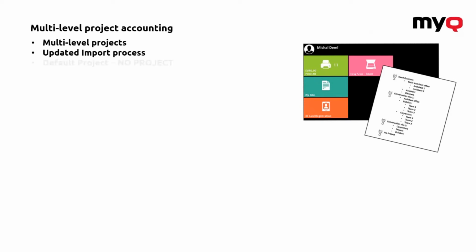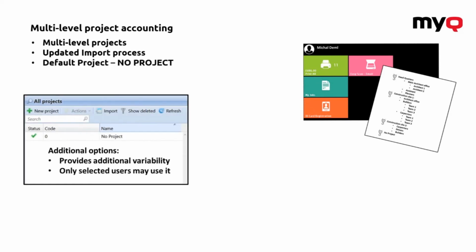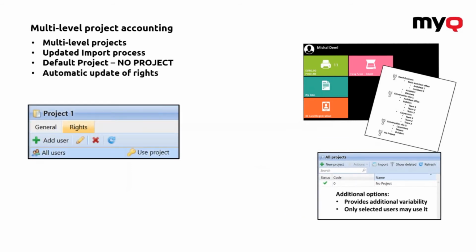Another addition was the option of no project. The no project option gives you a variety when it comes to the settings of who should be able to select the projects, or on the other hand, who should not be annoyed by it. Because through this, you can just set that a certain user doesn't have to select any project at all. And to make it all easier, there's also an option of automatic updates of rights for a newly created project. So if you're creating the project manually, you don't have to assign the rights. It's done automatically based on the settings you've applied.